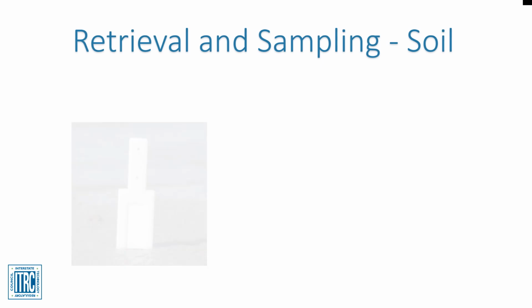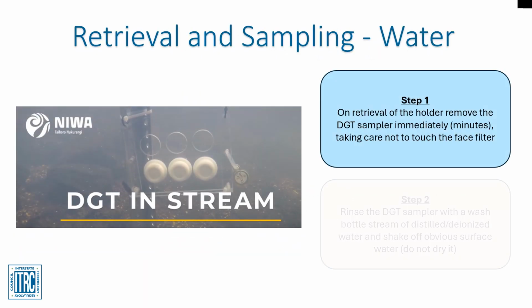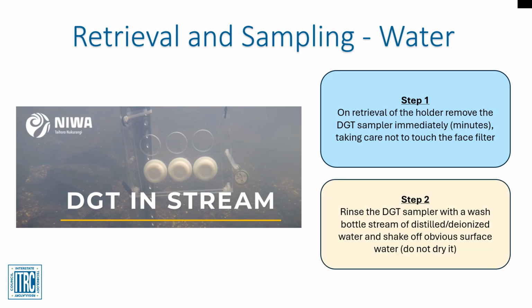Here are steps to keep in mind when retrieving DGT samplers in soil. When removing the sampler from the soil, take care not to touch the face filter membrane. Rinse the DGT device with a wash bottle stream of deionized water, and dry obvious surface water with a clean tissue. When retrieving the device from water, here are some steps to keep in mind. On retrieval off of the holder, remove the DGT sampler immediately, taking care not to touch the face filter. Rinse the sampler with a wash bottle stream of deionized water, and shake off obvious surface water. Do not dry the sampler and place in an airtight bag.